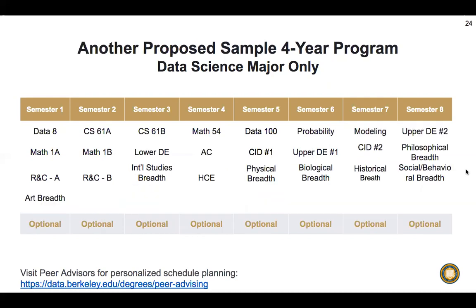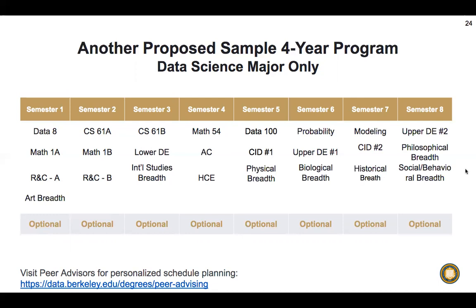And then the next sample is another proposed sample 4-year plan. This 4-year plan is a little bit more spread out, where you can take fewer classes every semester, and where you don't have enough time to do another minor or major, you still have time. You have a more spread out schedule where you're not cramming everything in at once.